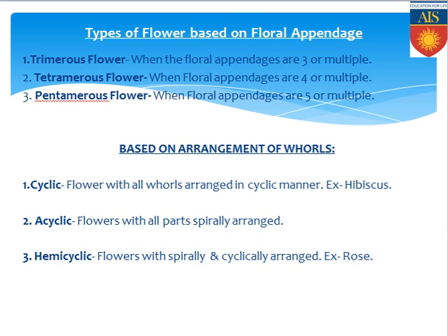So these are the categories of the flowers based on various types of features. Now, some more specific classifications. Types of flowers based on floral appendages, that means how many floral appendages are present in the flower structure. Based on that, a trimerous flower has 3 floral appendages or their multiples, so for that reason they are commonly known as trimerous flowers. If 4 floral appendages or their multiples are present, they are tetramerous flowers. And if 5 floral appendages or their multiples are present in a flower, then it is commonly known as a pentamerous flower.